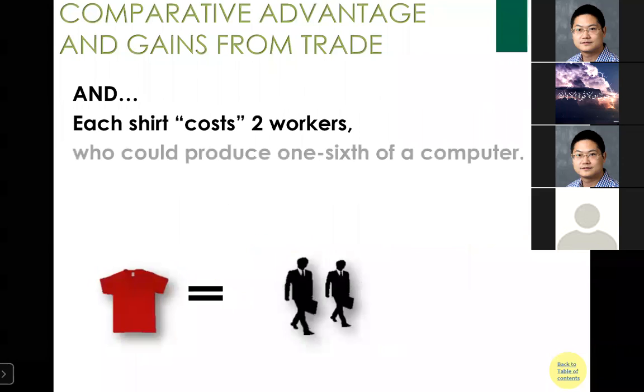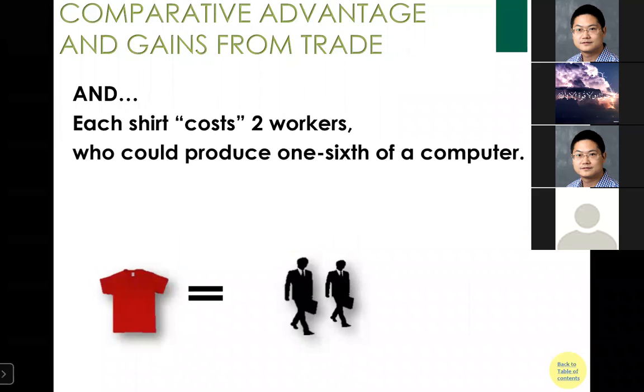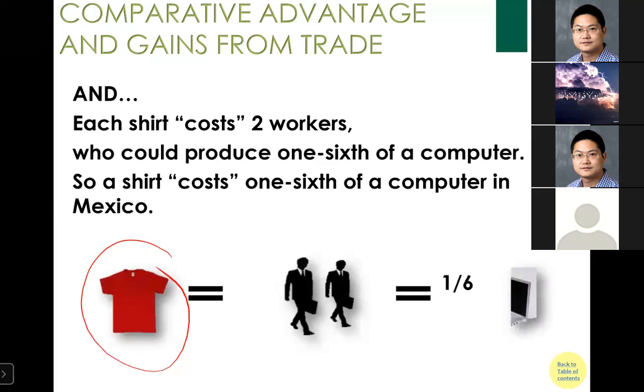On the other hand, we can find the opportunity cost of shirts in terms of computers. Because in order to produce 1 shirt, we need 2 workers. If instead of producing shirts, these workers are assembling computers, they can make 1/6.